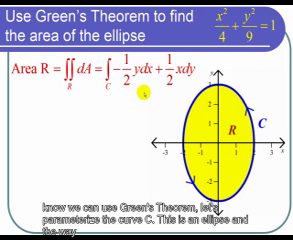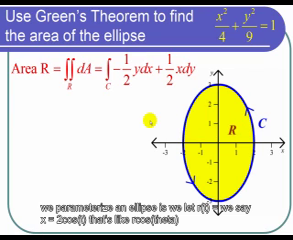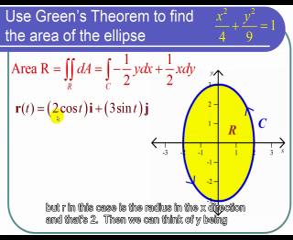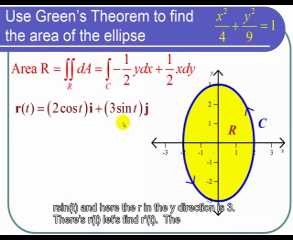So now that we know we can use Green's theorem, let's parameterize the curve C. This is an ellipse, and the way we parameterize an ellipse is we let r of t equal, we say x is 2 times the cosine of t. That's like r cosine theta, but r in this case is the radius in the x direction, and that's 2. And then we can think of y being r times sine of t. And here, the r in the y direction is 3. So there's our r of t.